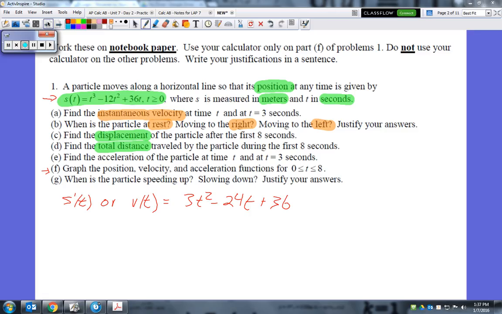All right, whatever that is, I'll let you figure that out. What are your units? Meters per second, velocity, right? Okay, so B. When's the particle at rest? We already said when the velocity was equal to 0.